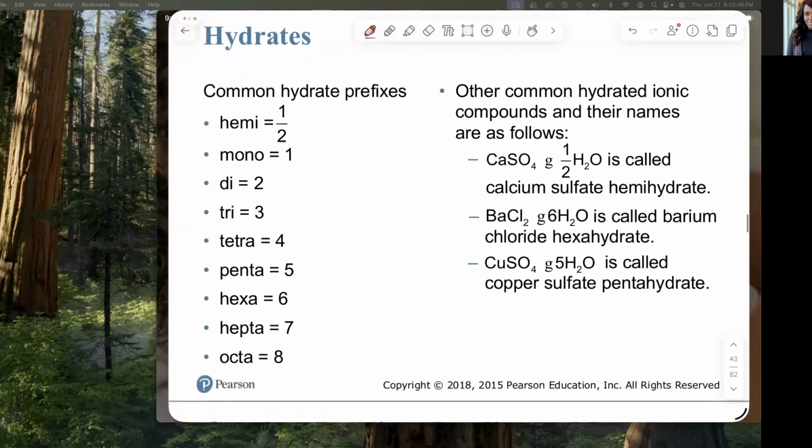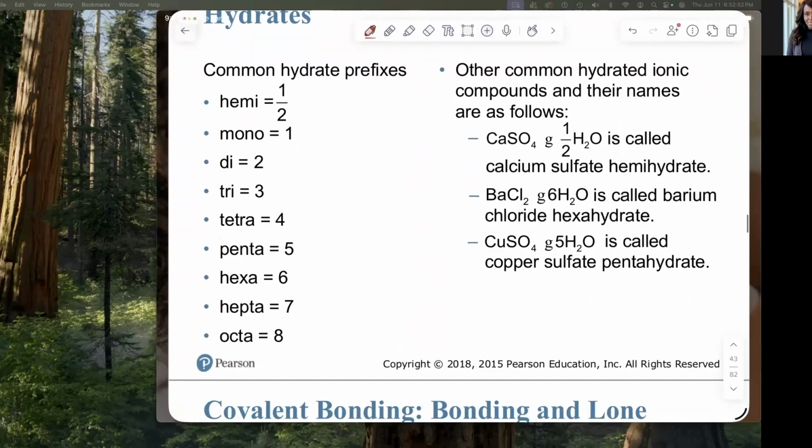So these are the prefixes used to describe the hydrated compound, okay? So we have hemi, mono. Hemi stands for half, mono, di, tri, tetra, penta, hexa, hepta, octa. You also have nona, that's 9. And you have deca, that's going to be 10, okay?